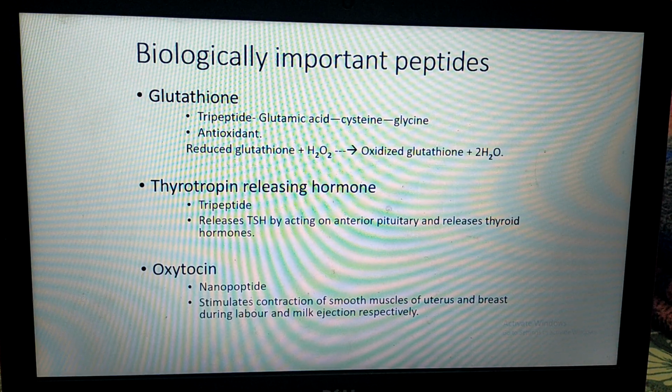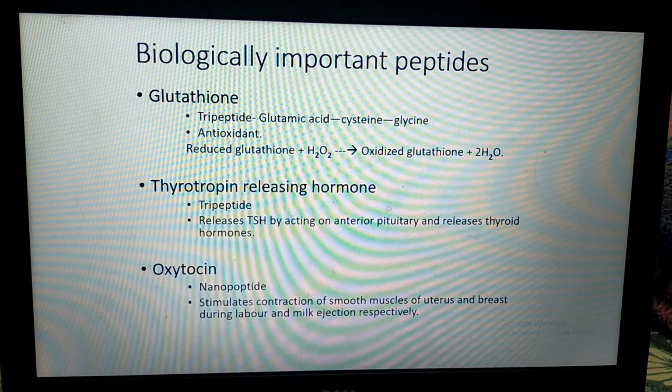Next is oxytocin. It is a nonapeptide made up of 9 amino acids. This oxytocin stimulates the contraction of smooth muscles of the uterus and breast during labor and ejection of milk respectively. Oxytocin helps in parturition by stimulating the contraction of muscles of the uterus, that is delivery of the baby. It also helps in milk ejection during lactation.